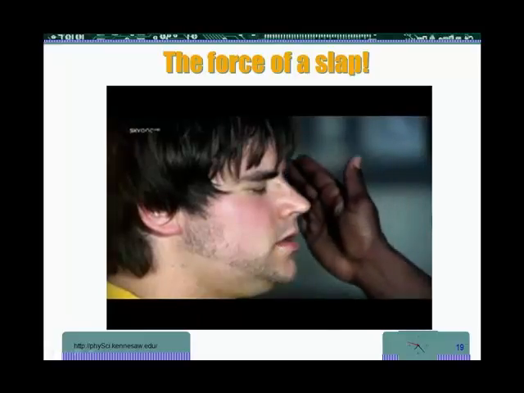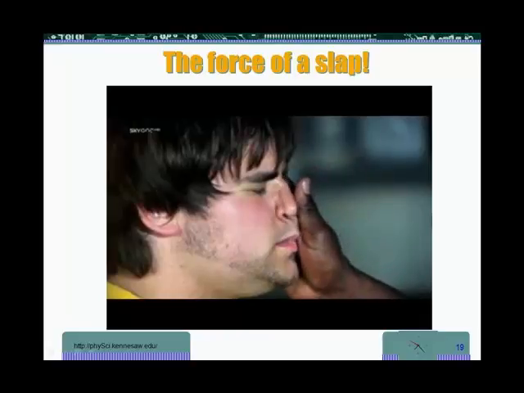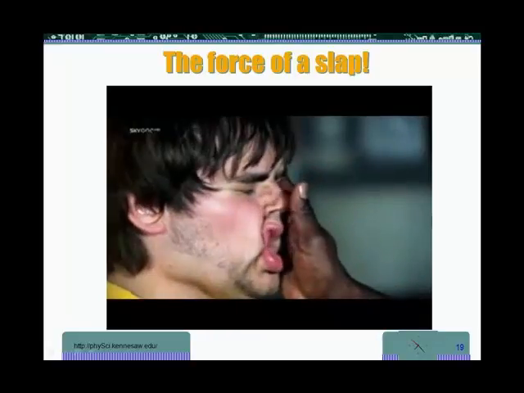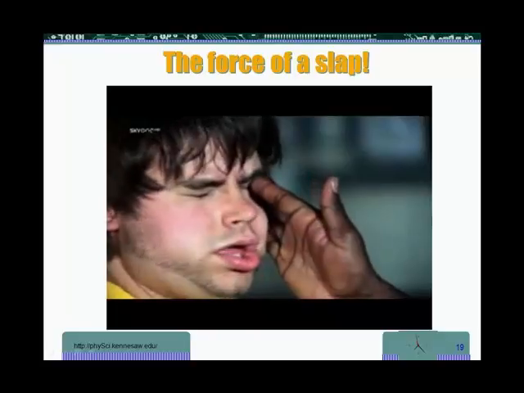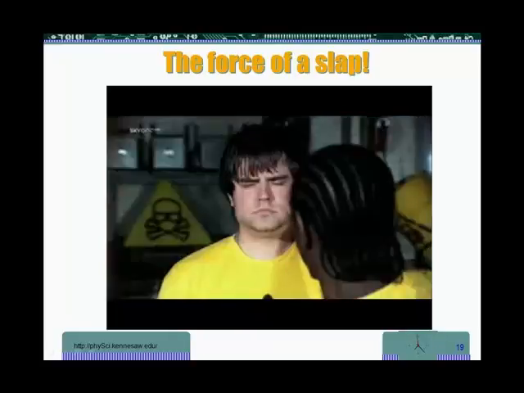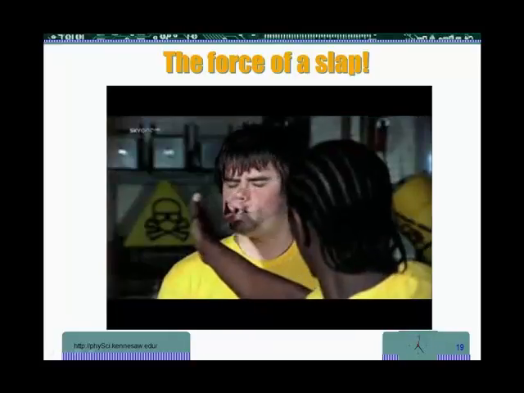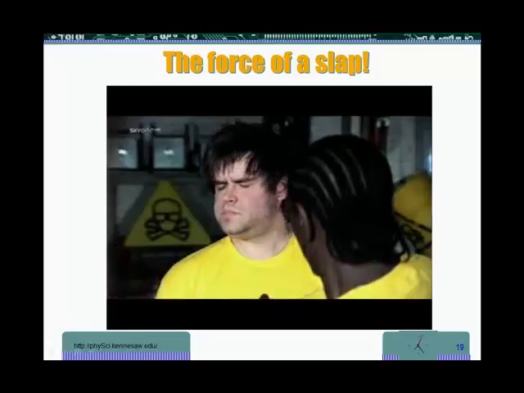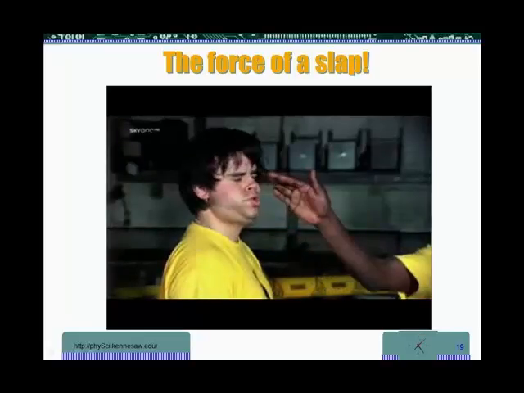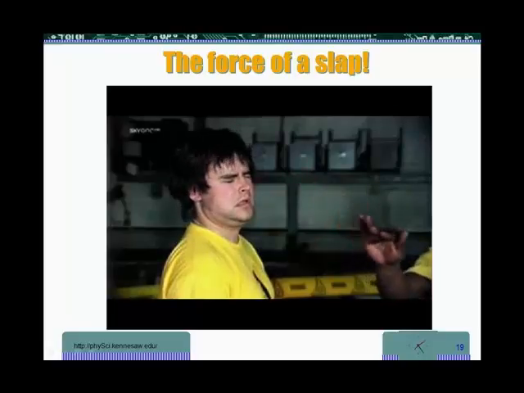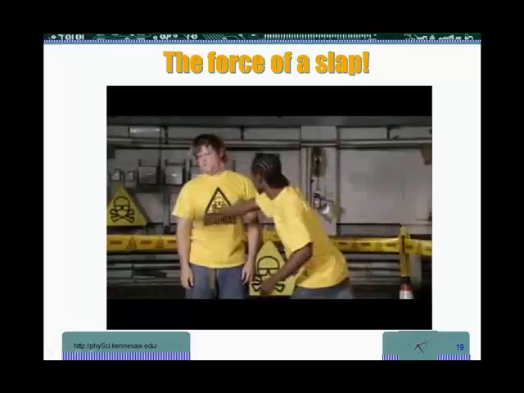You see the hand coming. Look what happens to the face. So it's a force, a large force over a short amount of time. So that resulted, in this case, in the face deforming very easily, and it's not a sturdy thing.